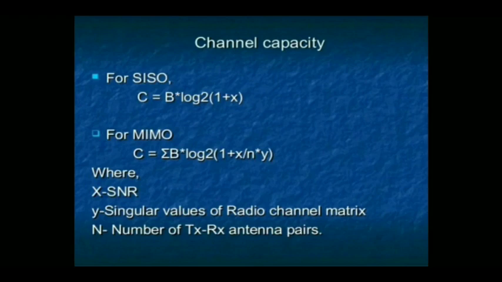Next, we will see the channel capacity. The channel capacity is measured for both SISO as well as MIMO. For SISO, the channel capacity C is equal to B log base 2 of (1 plus X), and for MIMO, the channel capacity is the summation of B log base 2 of (1 plus X by N multiplied by Y), where X is the signal to noise ratio, Y is the singular values of the radio channel matrix, and capital N is the number of transmitter and receiver antennas.